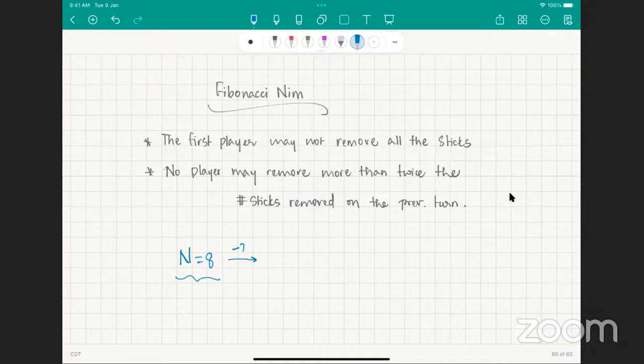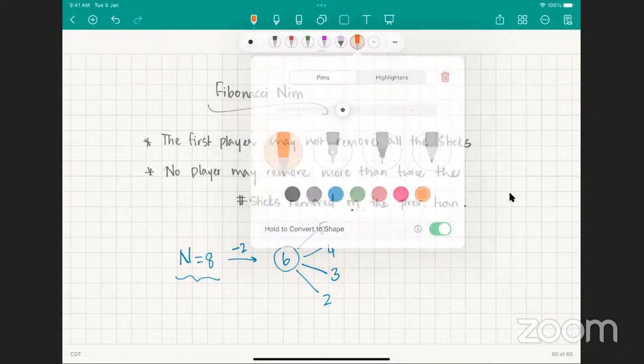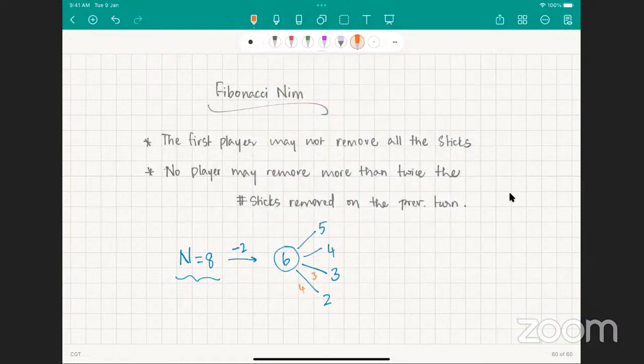But let's see what happens if you remove 2 at the beginning. So then you go to 6, and this you don't immediately lose here because the second player is capped at removing 4 sticks. And this could go a few different ways. It could go to 5, 4, 3, or 2, depending on what the second player does. And here you have removed, so let me just write down how many sticks were removed. So this is when you remove 4, 3, 2, and 1.